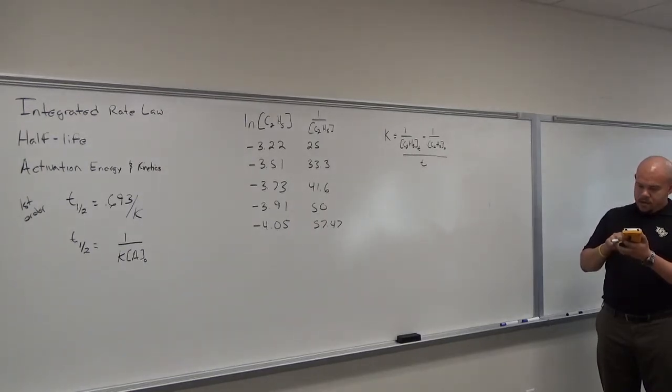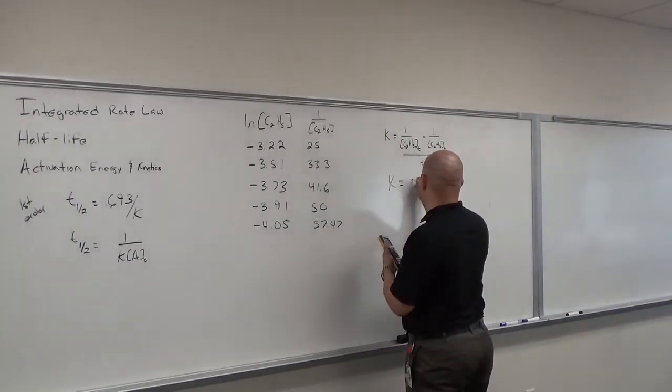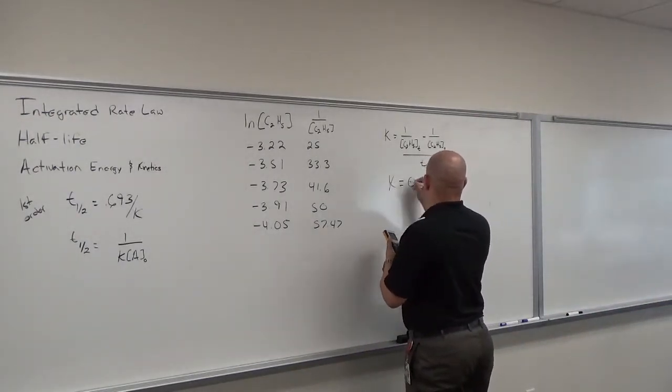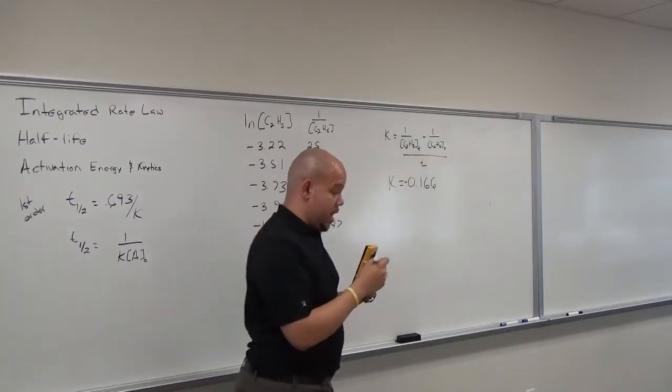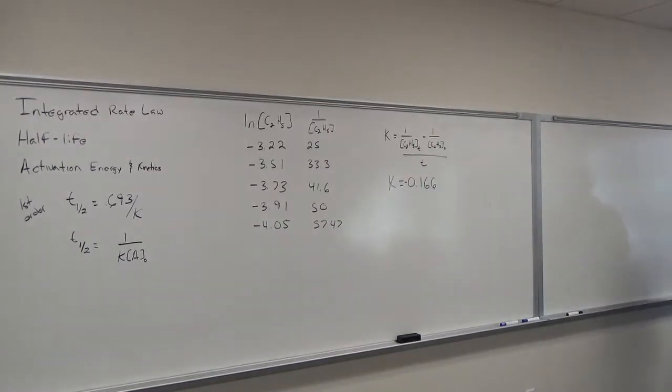Time 50 should be 0.16, but it gives me a negative. I'm trying to figure out why it's negative, but this is what you get when you calculate this way. It should be a positive. There may be an error in this. It looks like they did something where they're missing a negative.